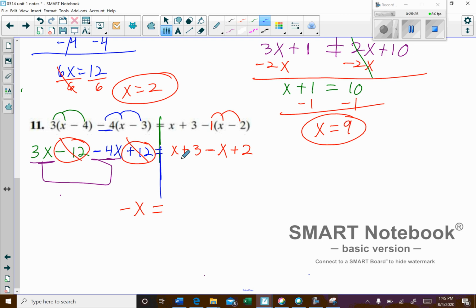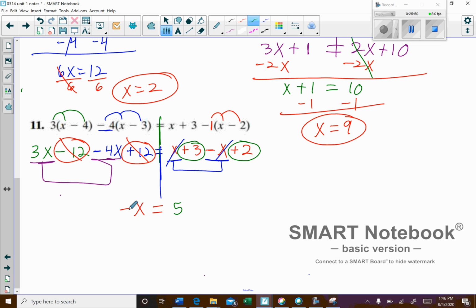Same thing actually here. I've got a negative x and I've got a positive x and a negative x. And so those are opposites. So those actually just cancel out. So that actually worked out kind of nice. Then I have a plus 3 and a plus 2. Plus 3 plus 2 is a positive 5. When you add those together, same sign. So it turns into a positive 5.